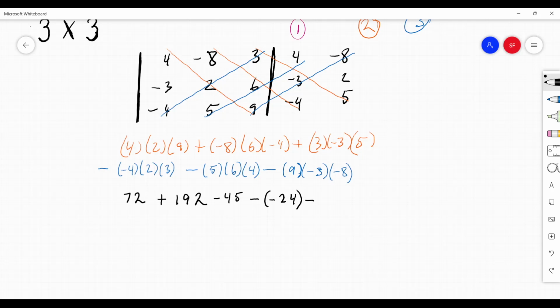Minus, and then 5 times 6 times 4. 120. It is 120. You are right. And then minus, and then 9 times 3 times 8. 216. Indeed. Look at how smart my calculator is.